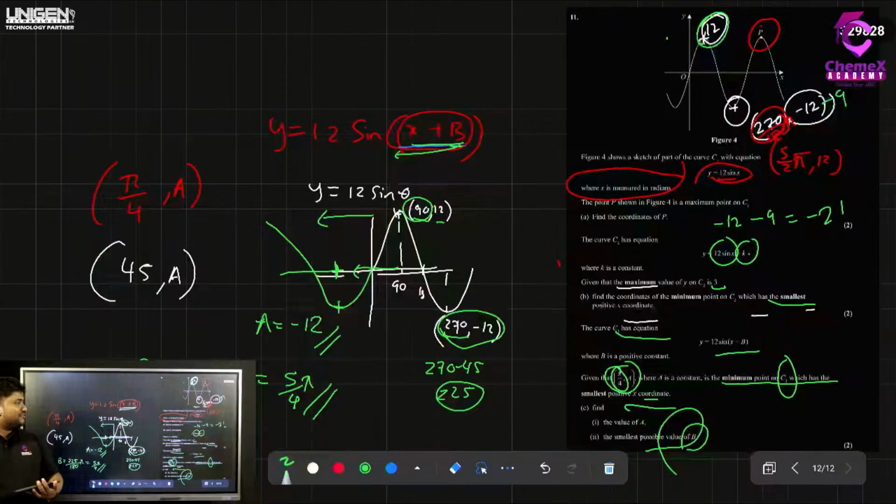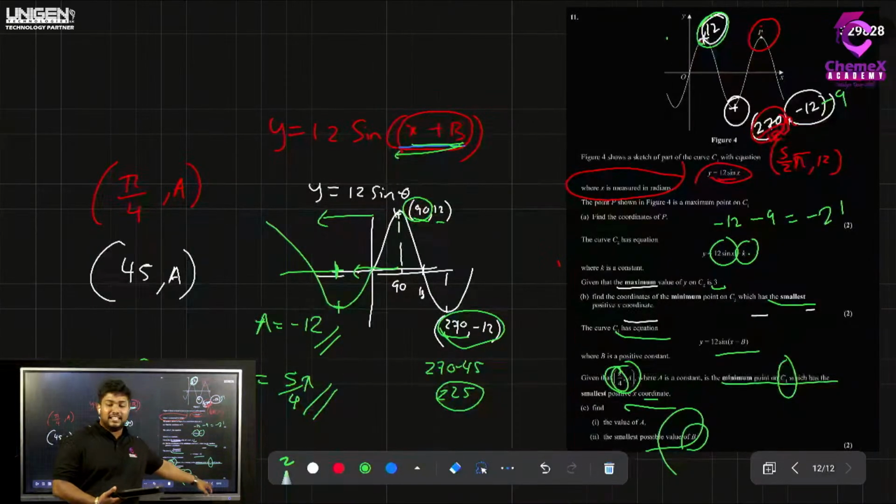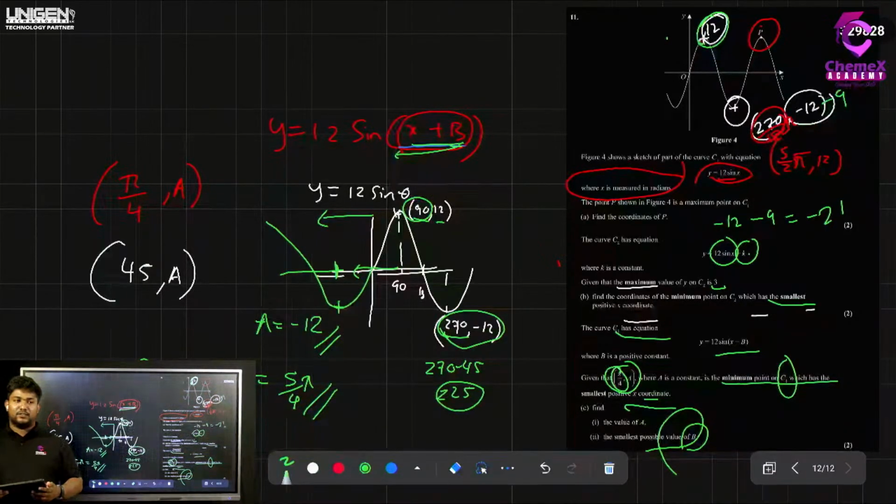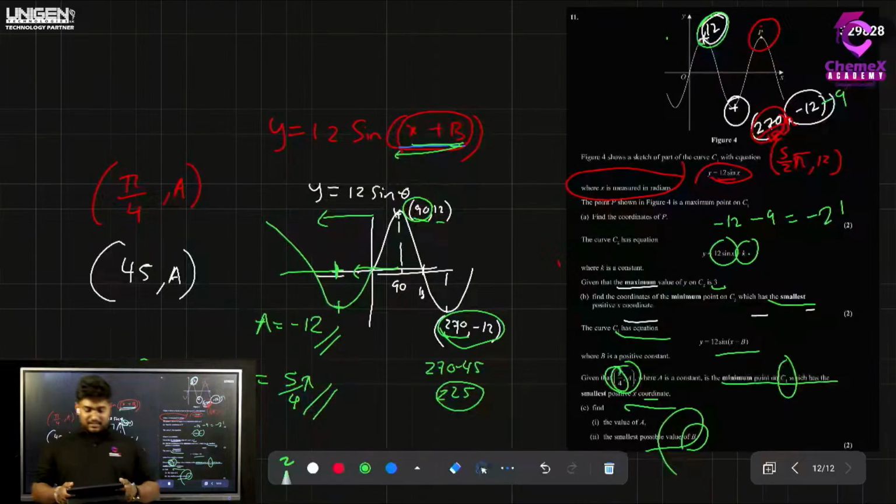So let's wind up for today. I have actually completed the entire June 2024 P1 paper. Next day we'll do P1 of January 2024. All right then.